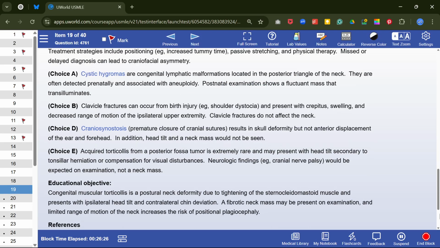Craniosynostosis, premature closure of the cranial suture, results in skeletal deformity but not anterior displacement of the ear and forehead. In addition, head tilt and neck mass would not be present.